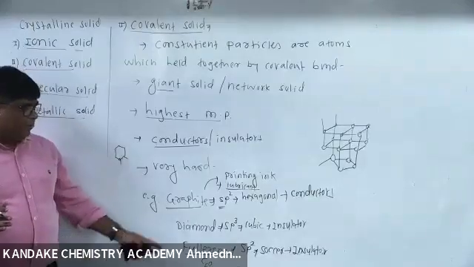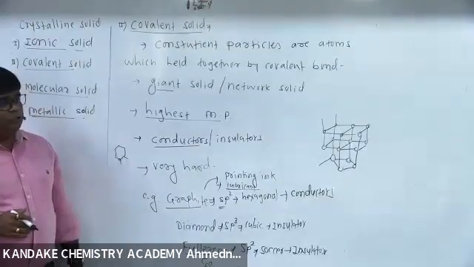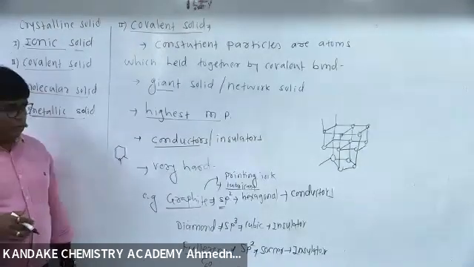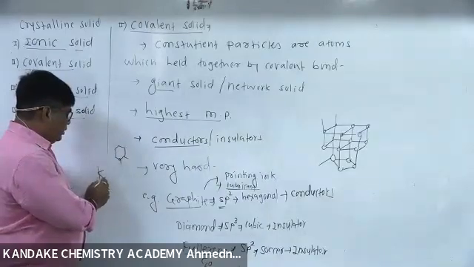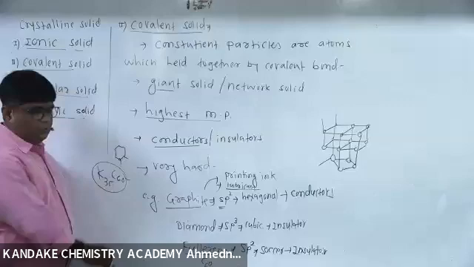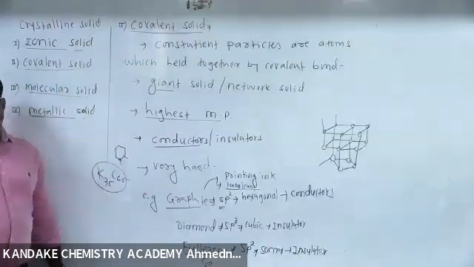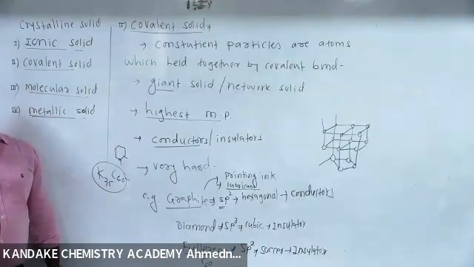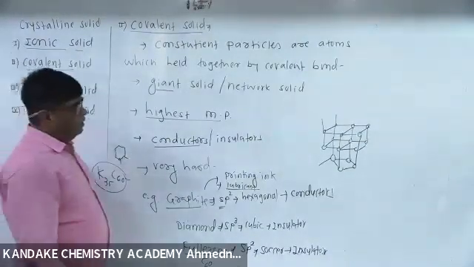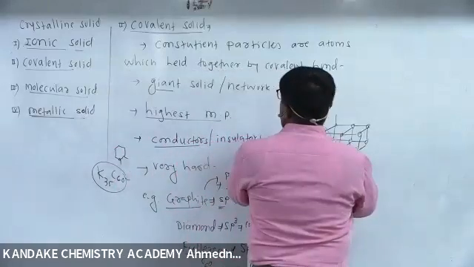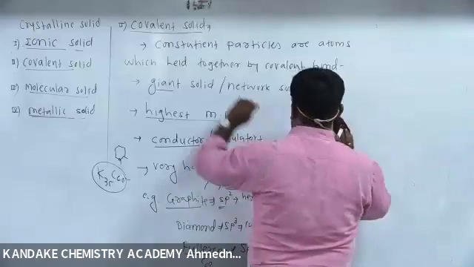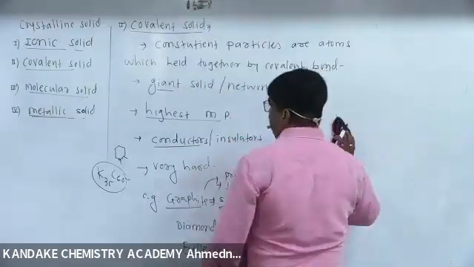Then fullerene. What is the use of fullerene? Fullerene is also used in making a superconductor. K3C60, remember it. This is a superconductor prepared from fullerene. So this is about fullerene, and it is what type of solid? Covalent solid. So covalent solid is also in front of you. Then the second type is covalent.